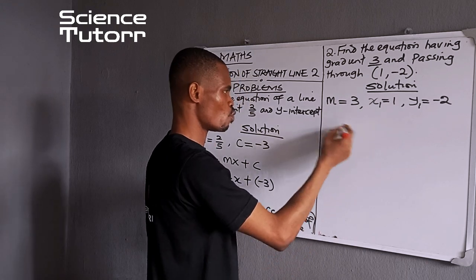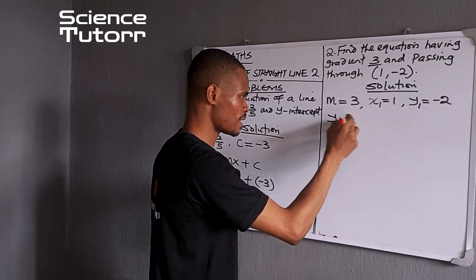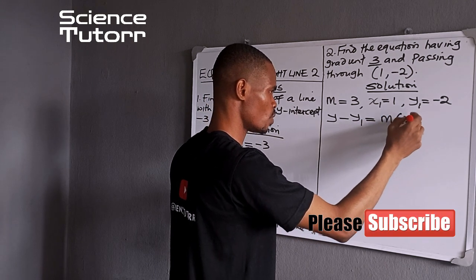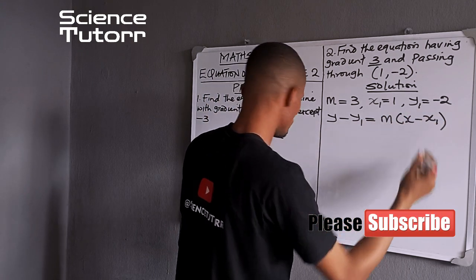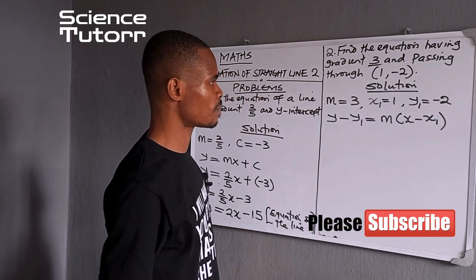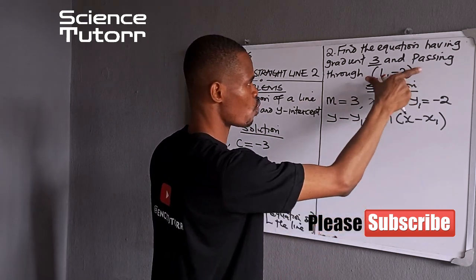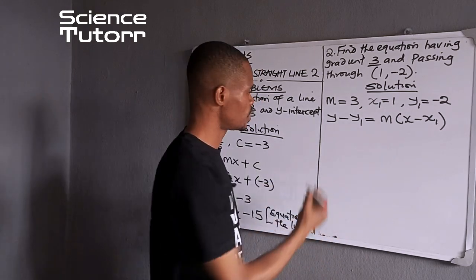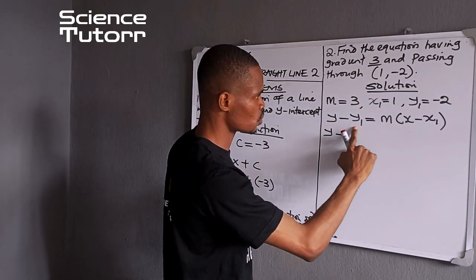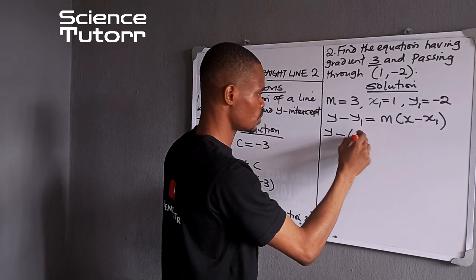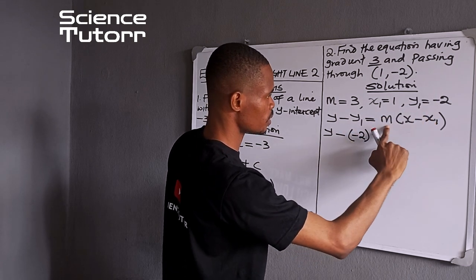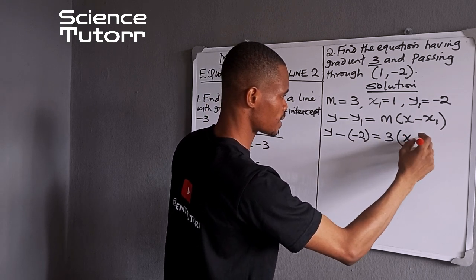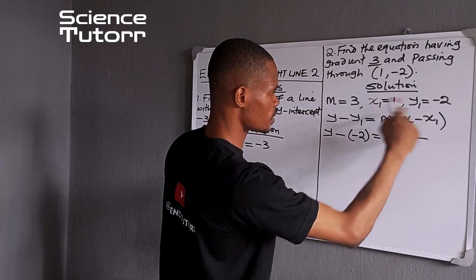So we have the gradient and 1 point form, x1, y1. It simply means we make use of the formula y minus y1 is equal to m into x minus x1. We cannot use the gradient and intercept form in this case. Why? Because we are given 1 point and the gradient. So we switch to the second formula. Let's substitute. We have y minus y1, which is minus 2, is equal to m, given as 3, into x minus x1, which is 1.